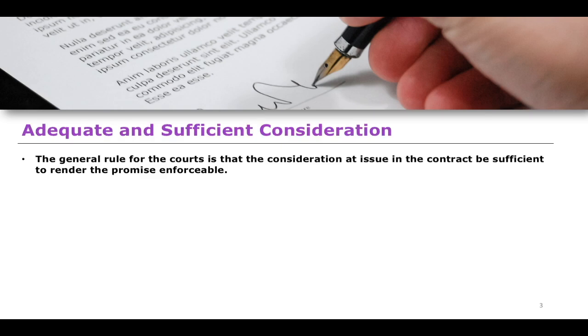So, the general rule for the courts is that the consideration at issue in the contract must be sufficient to render the promise enforceable. It's as simple as that. In order for there to be consideration that renders a promise enforceable, that consideration has to be sufficient. There has to be a certain sufficiency established in it.